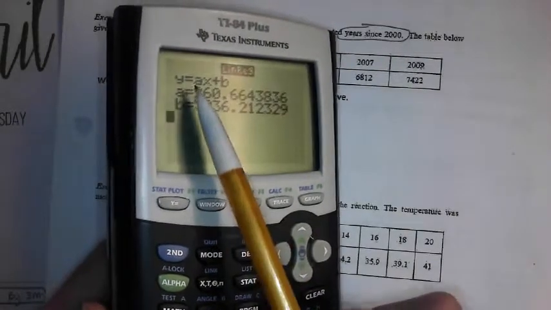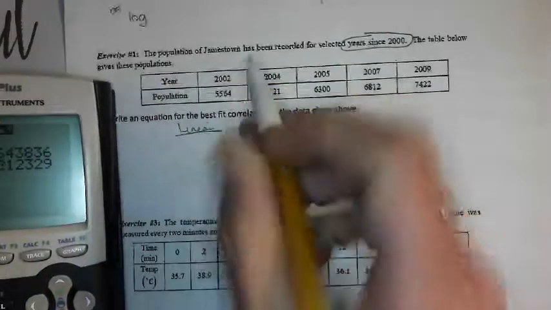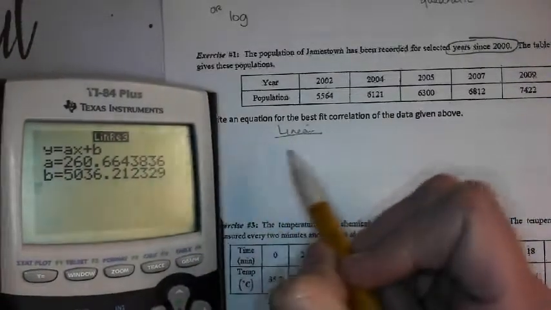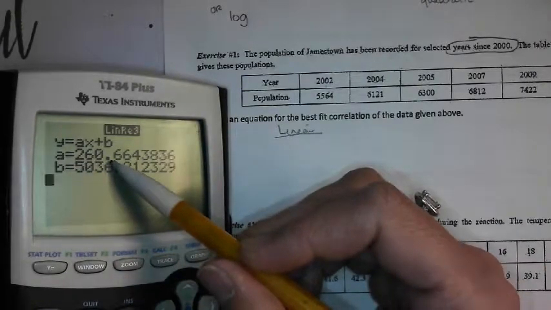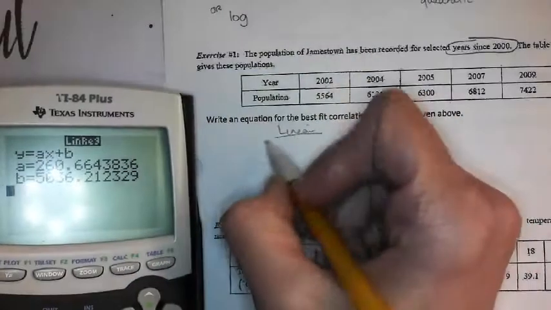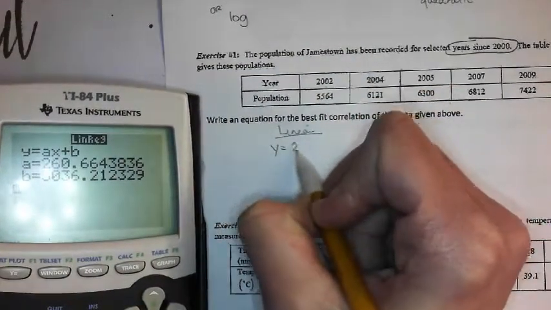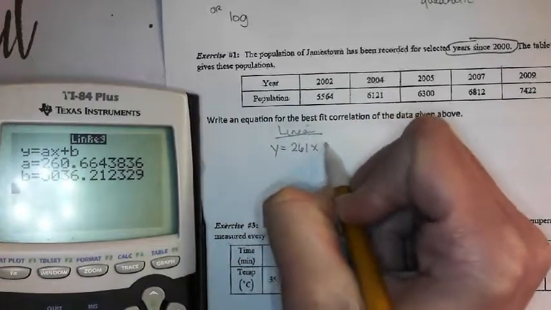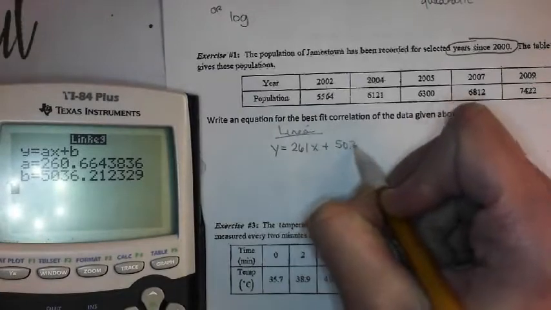So what they'll give you is the general format. So under here I'm going to write linear. And they'll give us y equals ax plus b. They're telling me that the a is 260.7 as well. I'll just round to the nearest whole number to keep it clean. 261x plus my b value of 5,036.